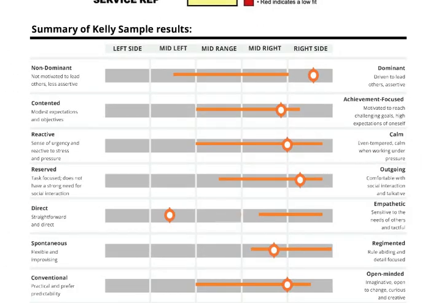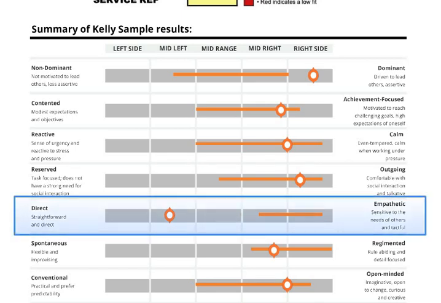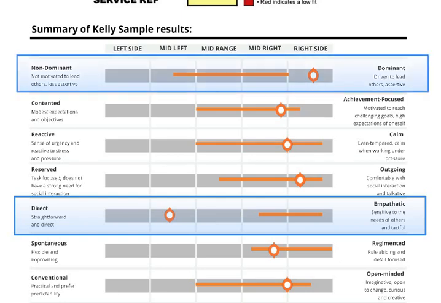Next, you will see that each dimension includes the candidate's scores, which are indicated by the orange markers and superimposed on top of the benchmark ranges. This allows you to see at a glance both the applicant's strengths and areas of concern. In this example, we see that Kelly is within the ideal range on all dimensions except for direct versus empathetic, as well as non-dominant versus dominant.